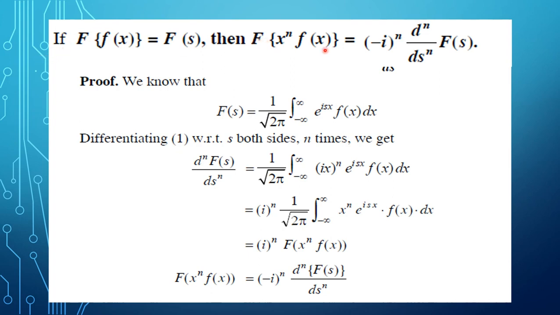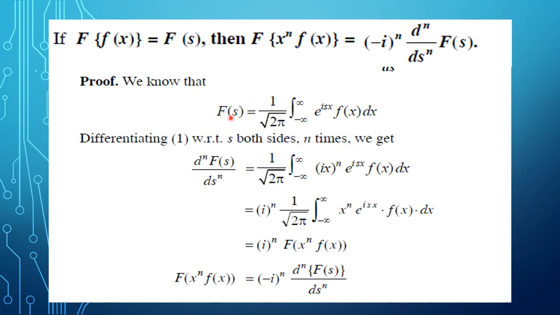Now here we learn that the Fourier transform of x to the power n f(x) is equal to (minus i) to the power n d^n by ds^n of F(s). This formula will be proved in this way.